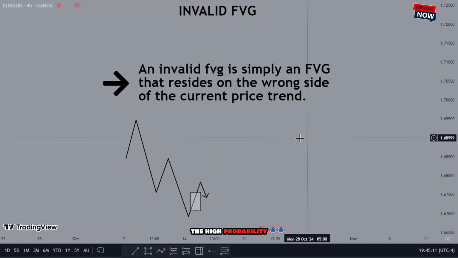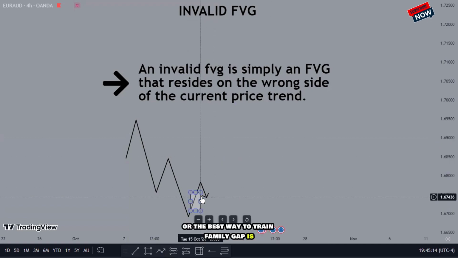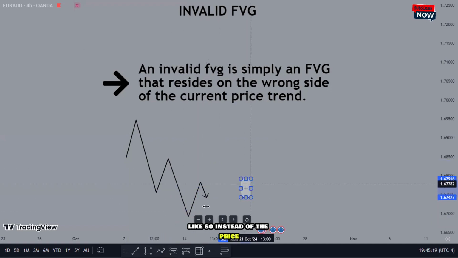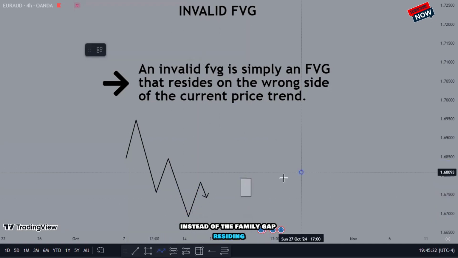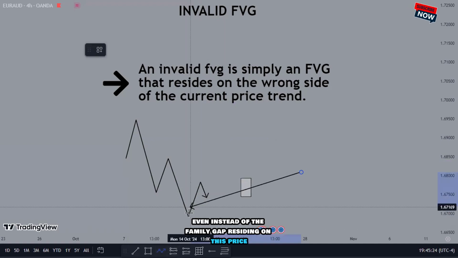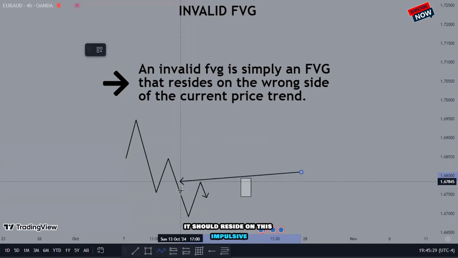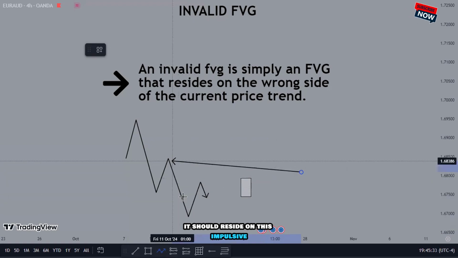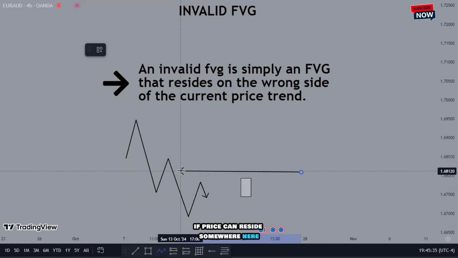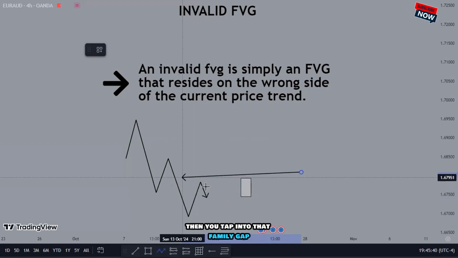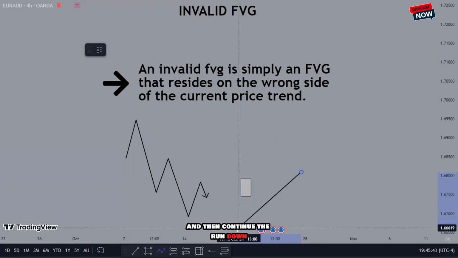So the high probability or the best way to trade fair value gaps is following the trend. If the market is trending downwards like so, instead of the fair value gap residing on this price leg, which is the pullback phase, it should reside on this impulsive leg. If price is pulling back, then you tap into that fair value gap and then continue the run down.